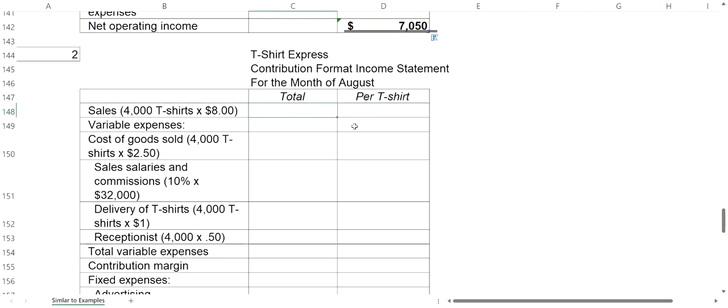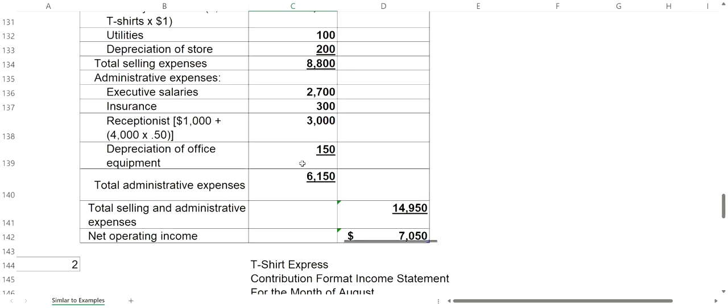Okay, so we're going back again to sales. Sales are the same. We sold 4,000 t-shirts at $8. That's going to be $32,000, or as given, $8 per t-shirt. Now, for my variable expenses, I will have my cost of goods sold, the cost to purchase those t-shirts from the manufacturer. So that's 4,000 t-shirts at $2.50. That's the same amount as previously, $10,000, $2.50 per t-shirt. Now, before I subtract anything, I want to get the rest of my variable expenses.